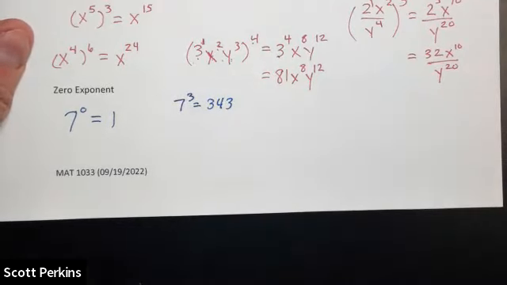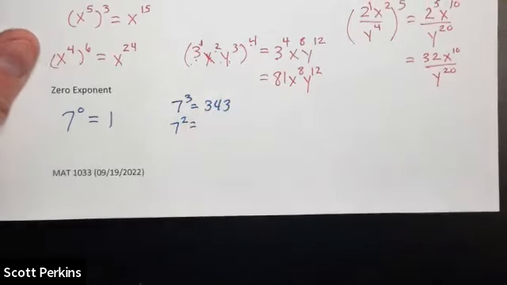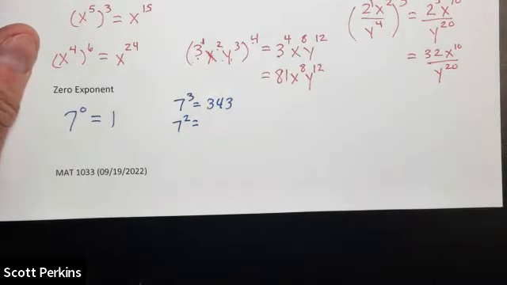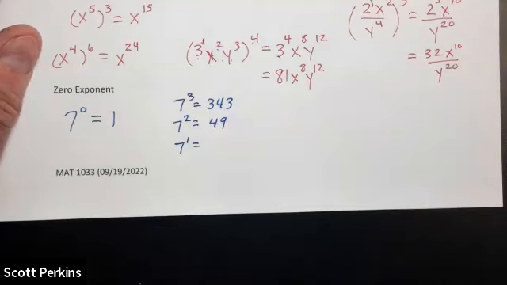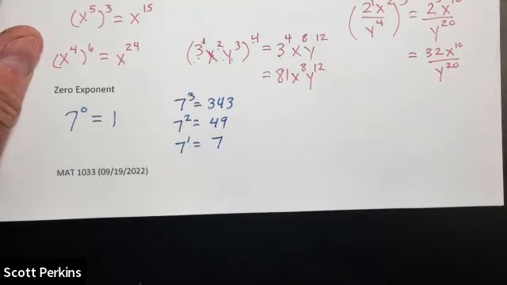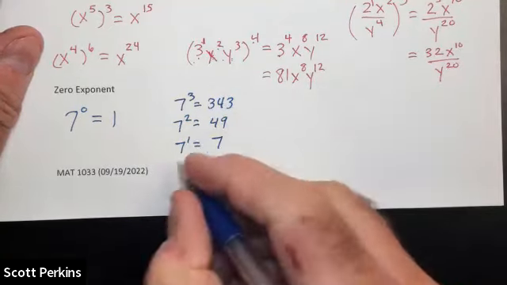Well, let's go down a notch. 7 to the 2nd, 7 times 7. What's 7 times 7? 49. Let's go down one more notch. 7 to the 1st. 7 to the 1st is just 7. Okay, so the next one down will be 7 to the 0.